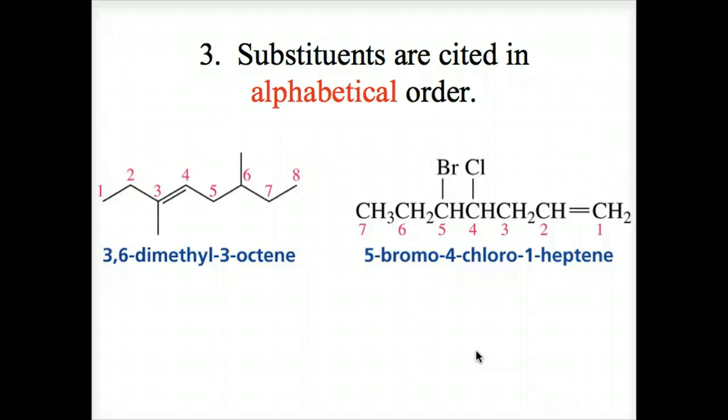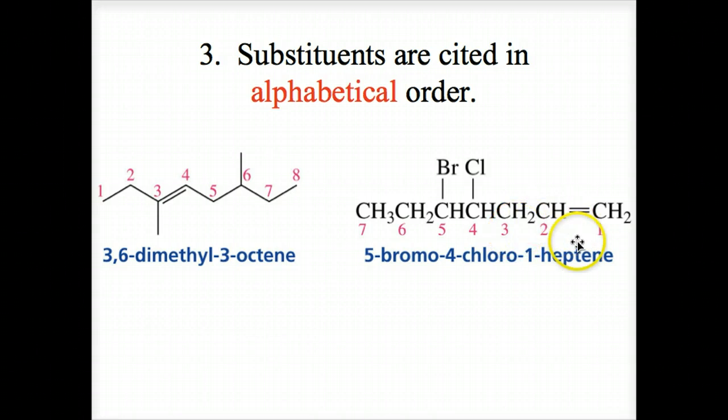bonds around each other. Here's 3,6-dimethyl-3-octene. There's a methyl group here, and also here on number 3 and number 6, so we call it 3,6-dimethyl. And the double bond is between 3 and 4. So 3-octene, this is the longest chain.